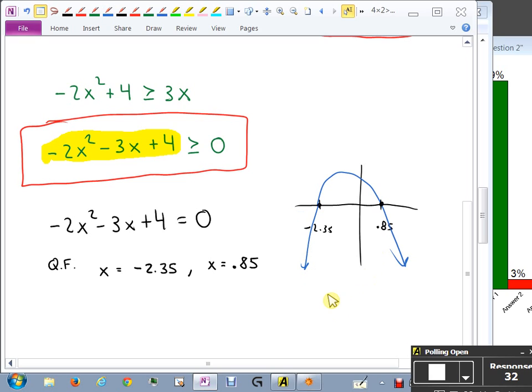And what am I interested in? Where this thing is positive, or it could also be 0. So this time, it's the in-between here, right? Because that's where the graph is above the x-axis. And I do want those two endpoints this time. So solid, solid here. So everything between these two, right, will work. How do I say that in interval notation? Bracket, negative 2.35 to 0.85, bracket, done.